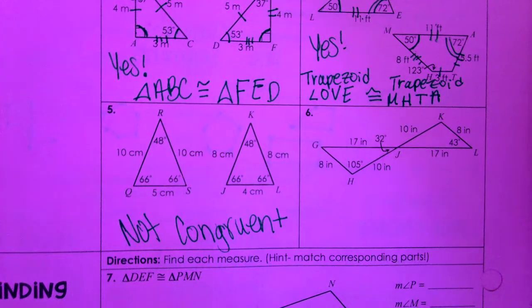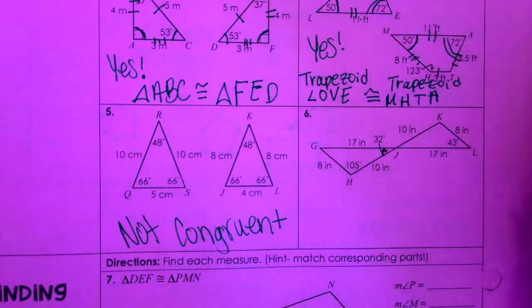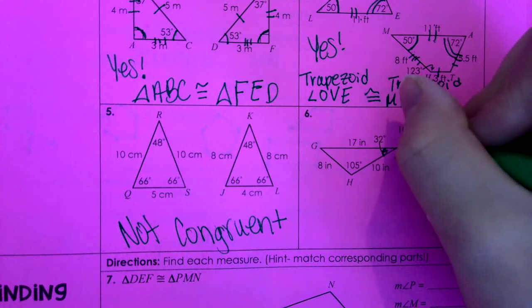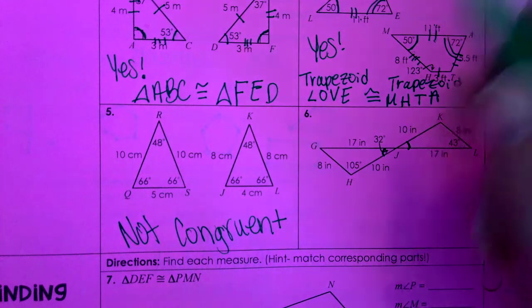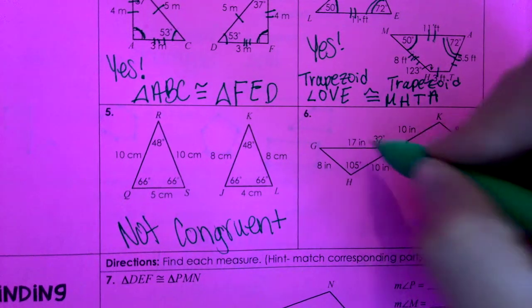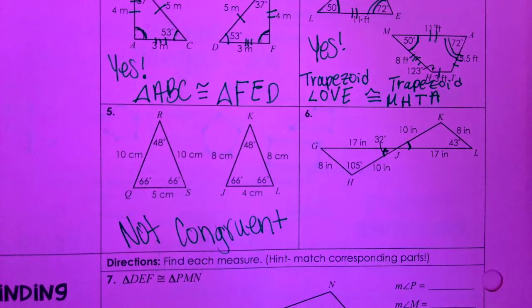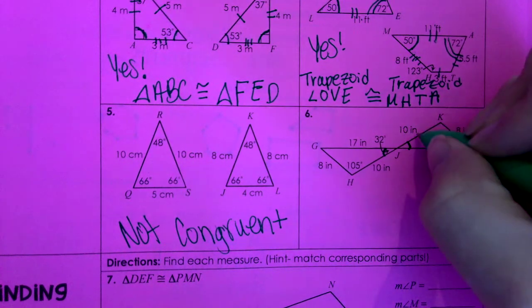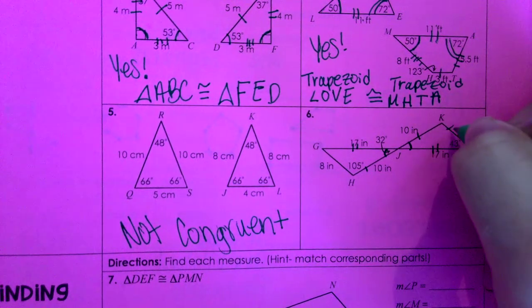Well, I noticed that knowing the angle information that we have, I have 32 degrees and I have a vertical angle, so this one's going to also be 32 degrees. I notice in between my 32 degrees I have 17 inches and 10 inches. Then I notice I have 8 inches. So all my sides are lining up.